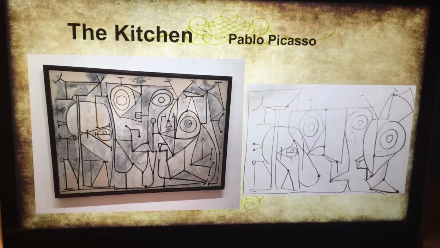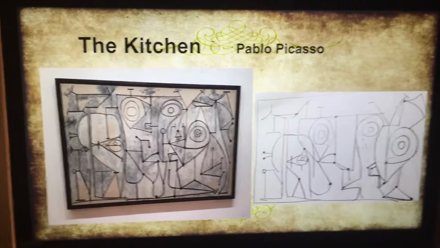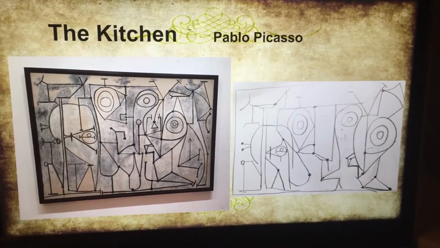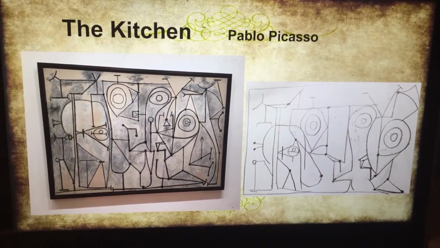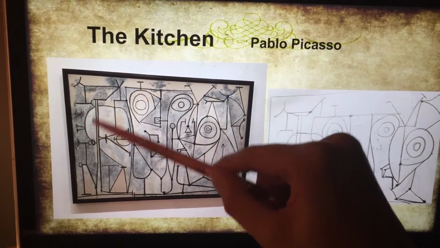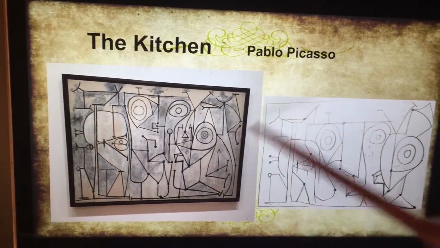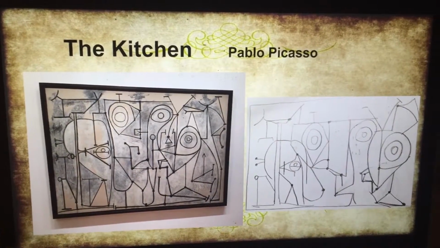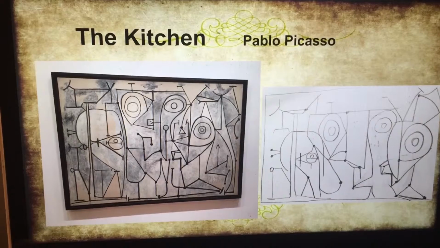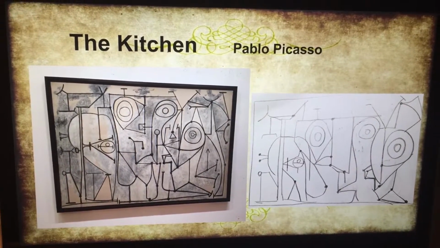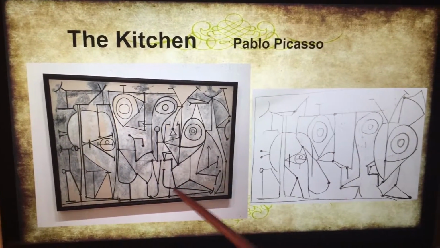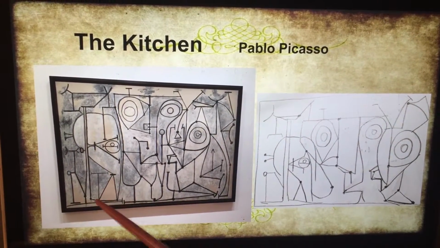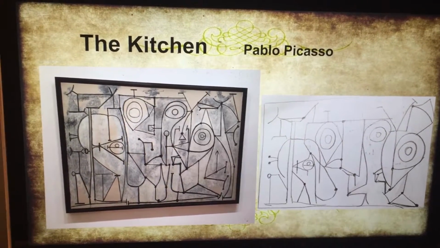So this painting was the one that I don't really understand, and it was called The Kitchen by Picasso. The first thing I noticed is that there are lots of lines, like straight lines and curved lines, and they seem to be randomly placed. And the second thing is there are lots of geometric shapes, like triangles and circles, and there's a square.